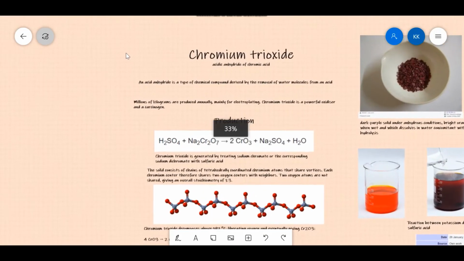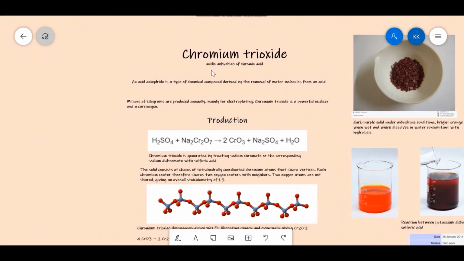Chromium trioxide is the acidic anhydride of chromic acid. An acidic anhydride is a type of chemical compound derived by the removal of water molecules from an acid. So basically we took the chromic acid molecule, and after the removal of water molecules what we end up with is chromium trioxide. It's CrO3 chemically.